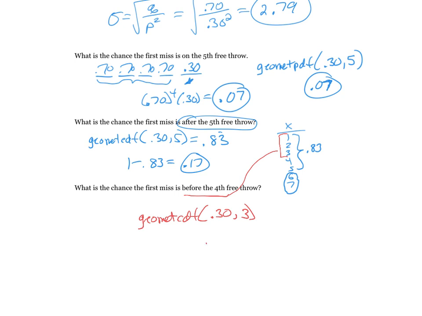Which is 0.657. Okay? And pay attention to rounding when you're typing your answers in to your homework. Usually you'll be asked to round to 2 decimal places, okay? All right, good luck with geometric distributions.